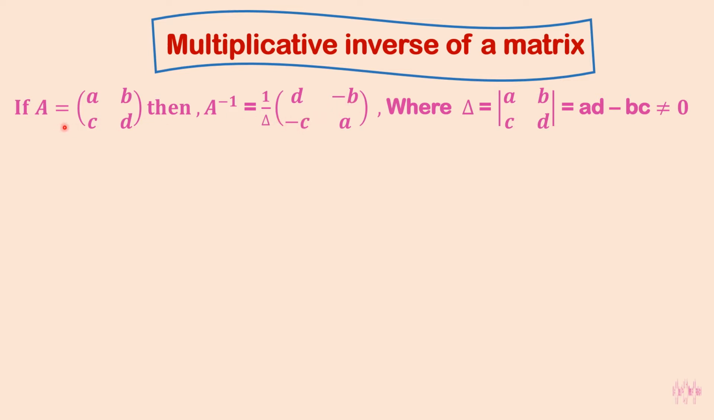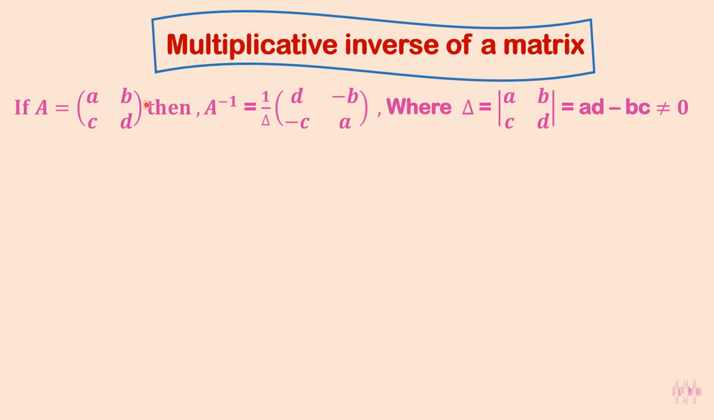Then if the matrix is [a, b; c, d], then A negative 1, which is the multiplicative inverse of the matrix A, equals 1 over delta. And we do this part, which is we exchange the places of A and D and change the sign of B and C like this. Then what is delta?